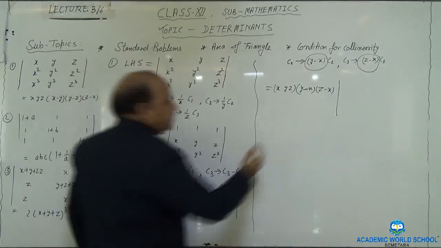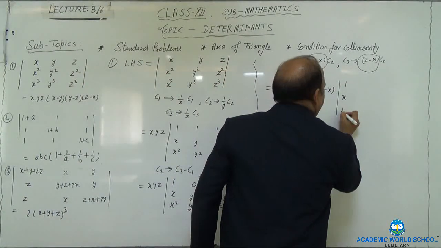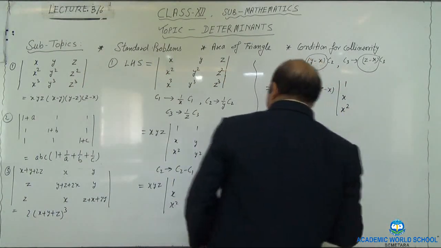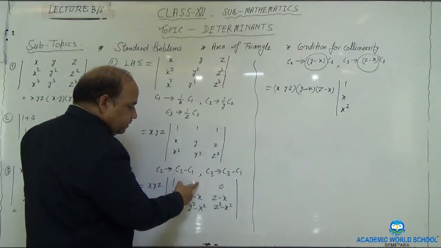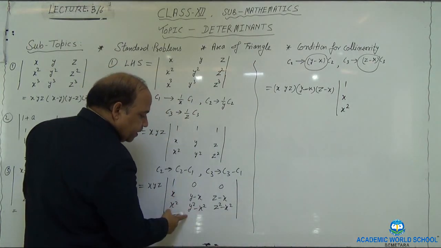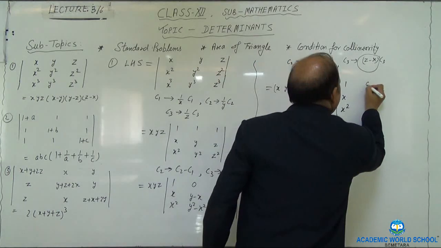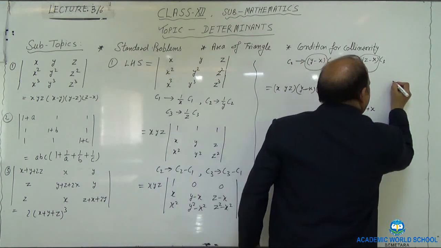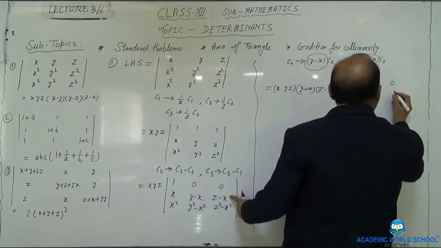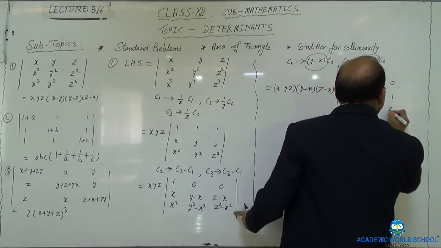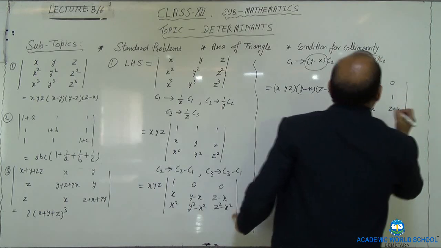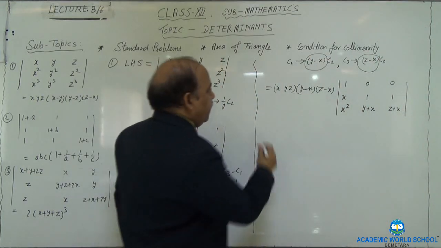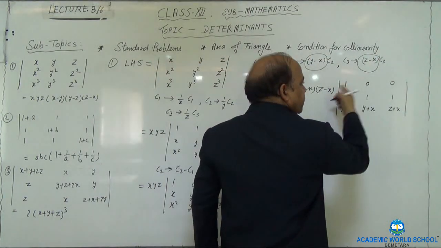No change in this. So this will remain as it is, 1, x, x square, and from here this is 0, this will become 1, this will become y plus x. So 0, 1, y plus x. It will become 0, this will become 1, and this will give you z plus x. Now expand this. Now you can expand about this first row.